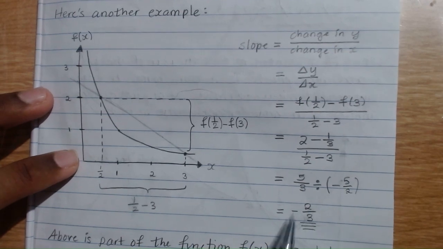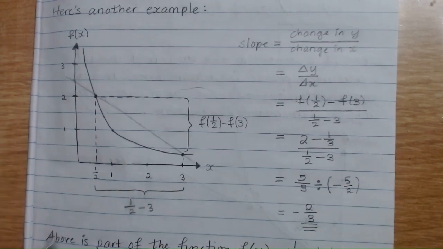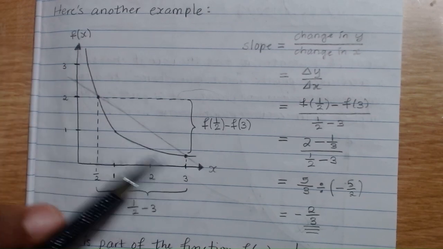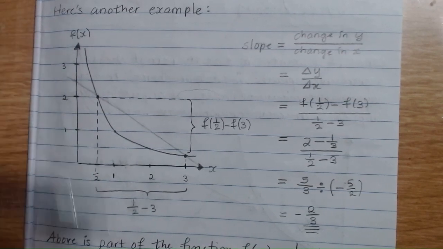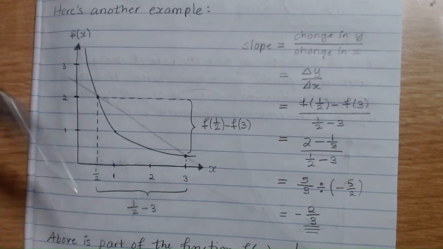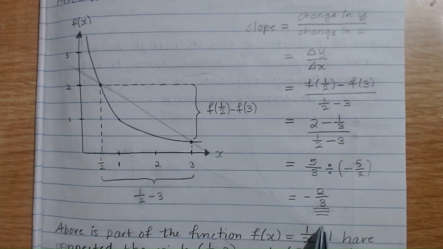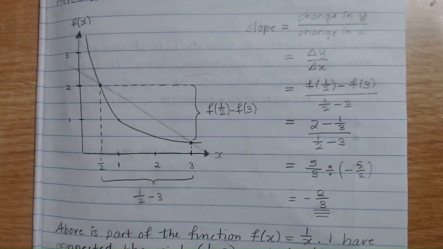And we get a negative slope, and that makes sense because the slope of this line is negative. From left to right, we're actually decreasing in y. Our y is going down. So for every increase in x, we're actually decreasing y, which is why we have a negative slope.